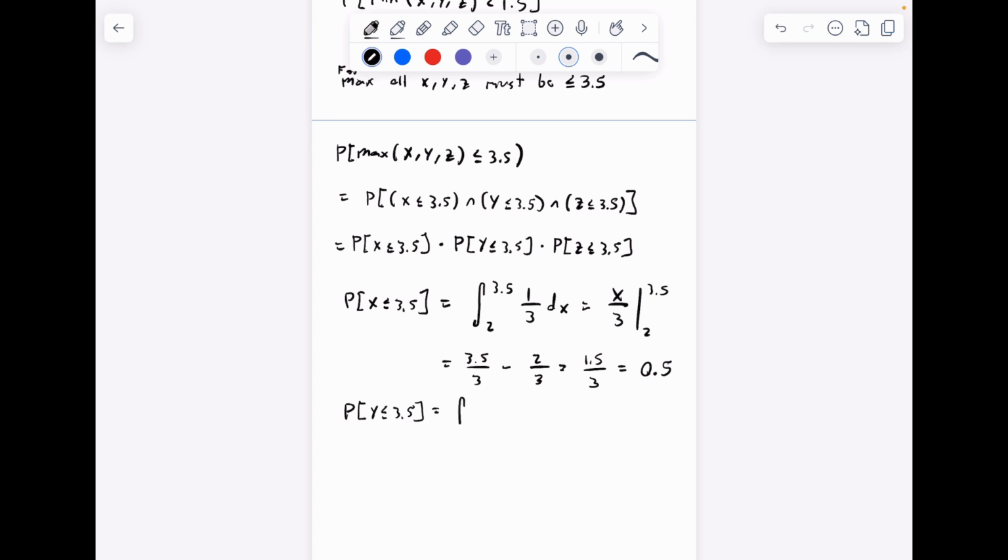We integrate it from its lower bound, which is 1, to 3.5.